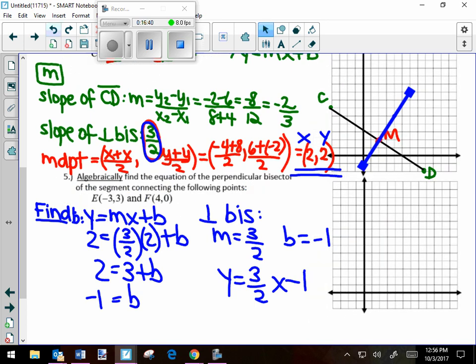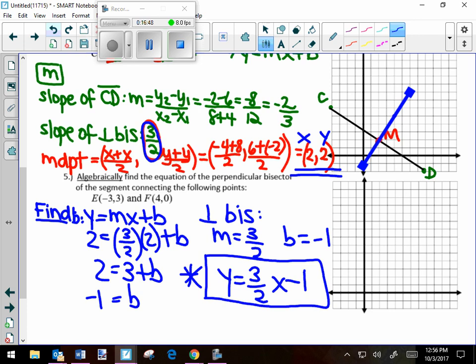This is the equation for that perpendicular bisector right here. It's a little bit of work if we have to do it algebraically, and it takes us a while. We have to calculate the slope of the original line, talk about the slope of the perpendicular line, find the midpoint because it's the only point we will know that the perpendicular bisector passes through, and then go after that and find the b value.